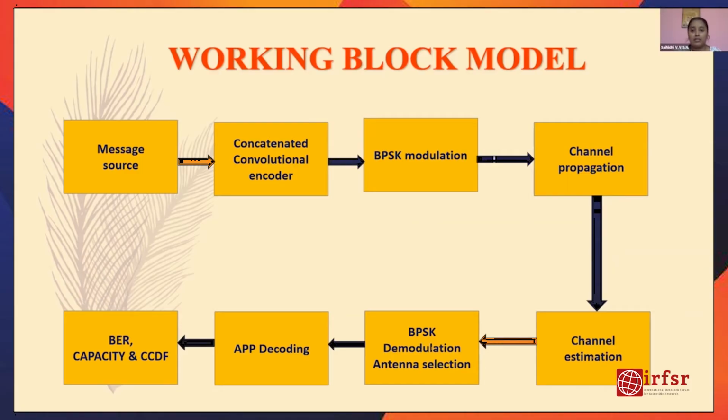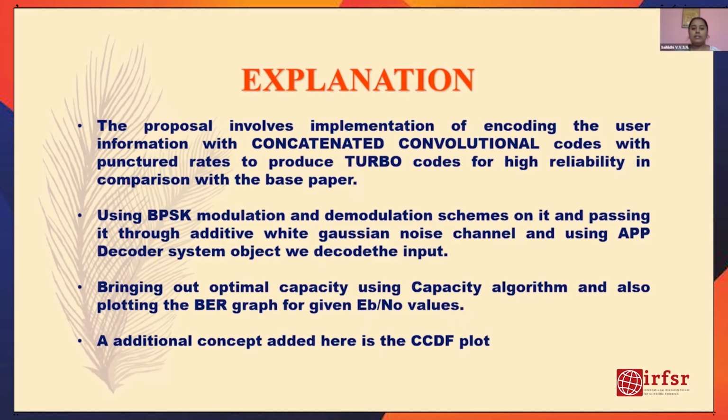the channel propagation, and we are going to estimate a few parameters there. The parameters that we are going to estimate are the BER and capacity, and then we are going to demodulate our signal, and then we are going to see a few outputs also. This is the explanation I've already given.